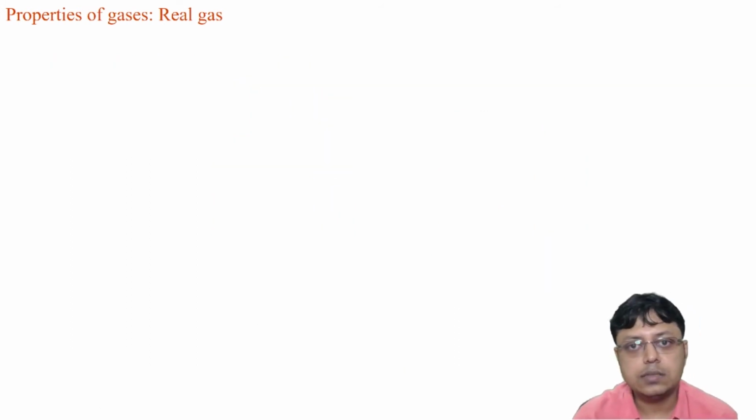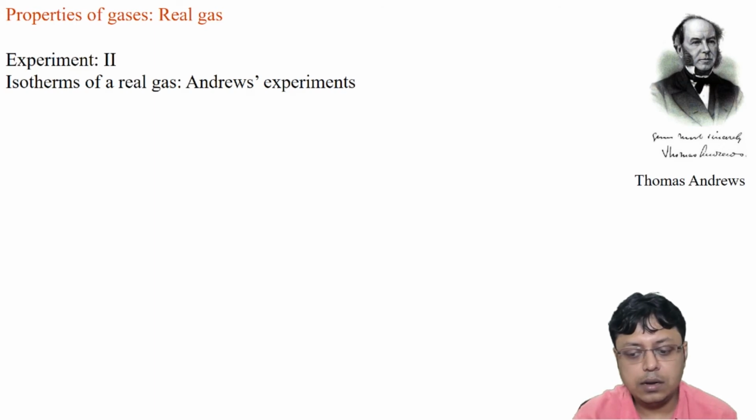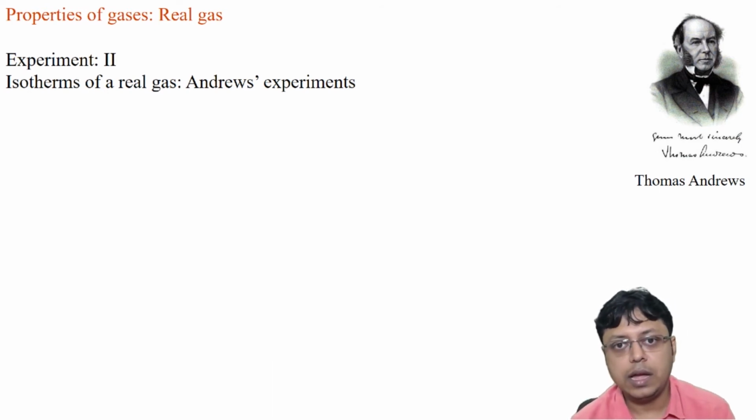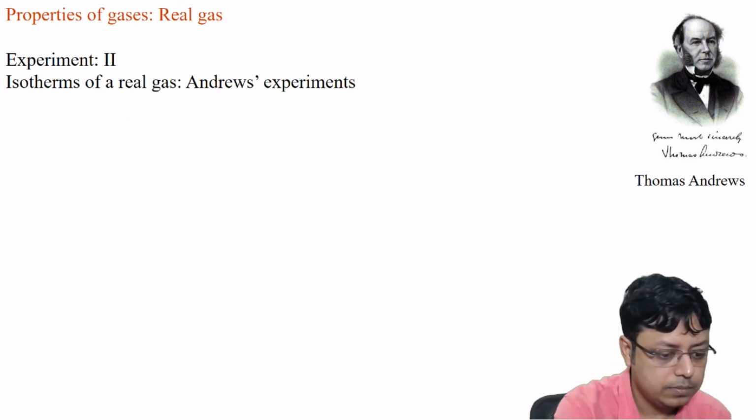Now we'll discuss another experiment where the pressure volume isotherms were recorded. This was done by Thomas Andrews, where he carried out a set of experiments with different gases and found the isotherms for different gases. Let us schematically draw what the Andrews curves look like.